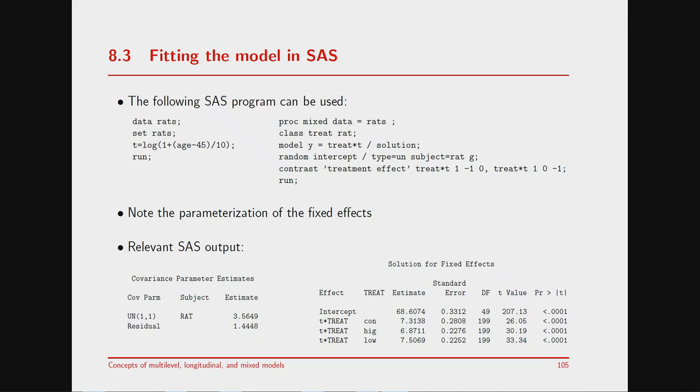Any other questions? And again, you see here, if you would calculate the correlation within an animal, it would be 3.56 divided by 3.56 plus 1.44, which is about 0.7. So you would have very high correlation again. And that, of course, raises the issue.